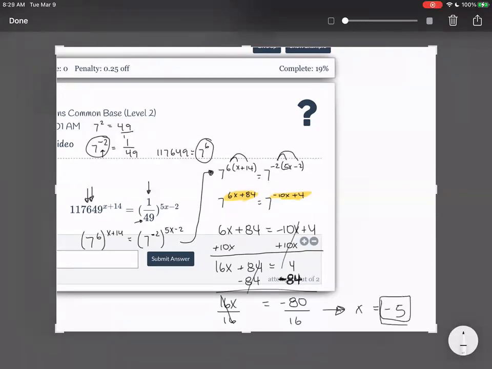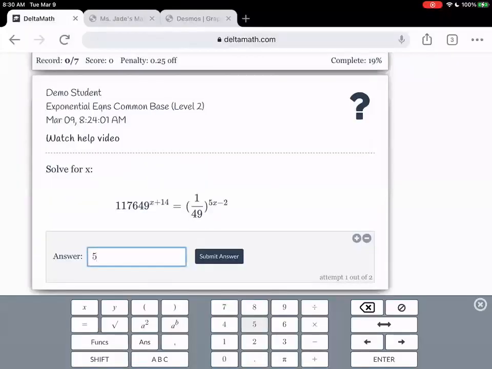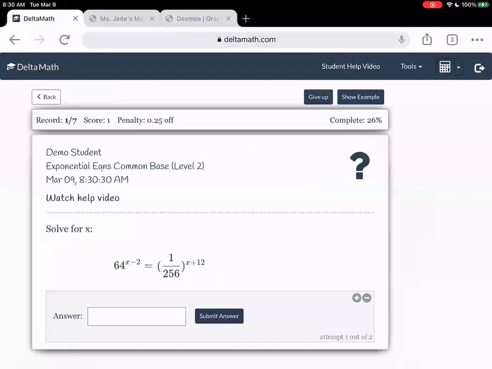I feel like we've gotten negative 5 as our answer quite a few times now. But yes, this is our answer. I'm going to pause the recording, see if you guys have any questions. So let's save this and type negative 5. Oops, that is not a negative 5. Negative 5. There we go. Okay, let's do a few more.